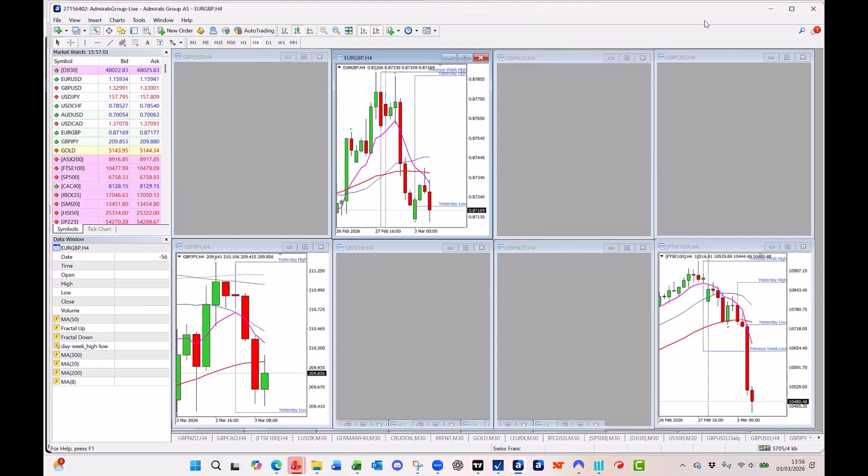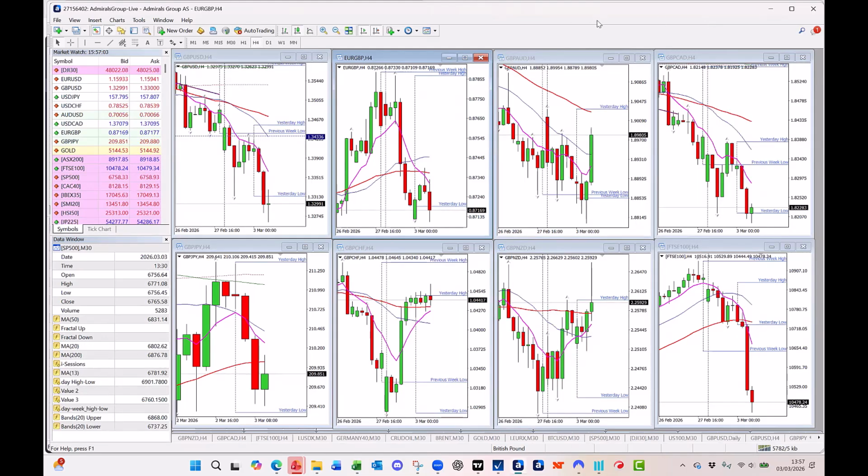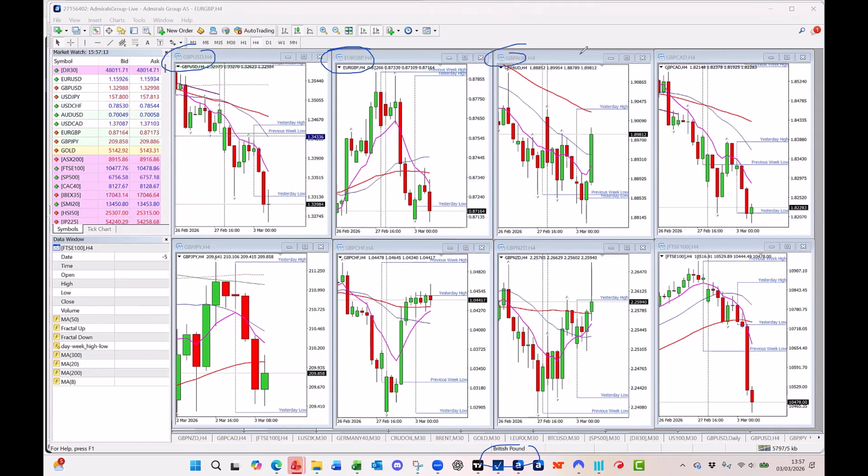Okay, so let us finish off as always with sterling. Sterling profile up here: pound against dollar on the 4 hour, euro sterling 4 hour, pound Aussie, pound Canadian, FTSE on the 4 hour, pound Kiwi dollar, pound Swiss franc, and pound Japanese yen. All right, so let's have a look at this.